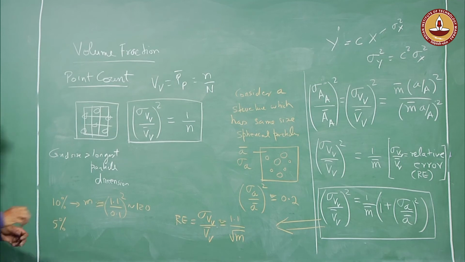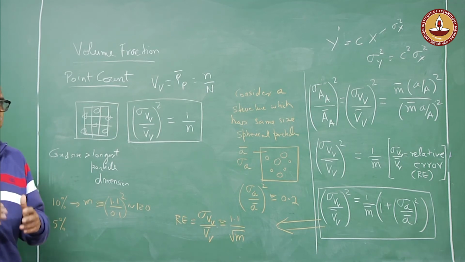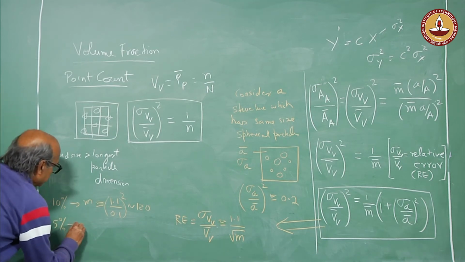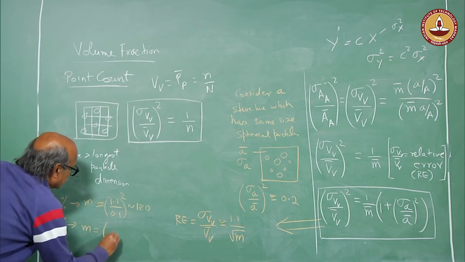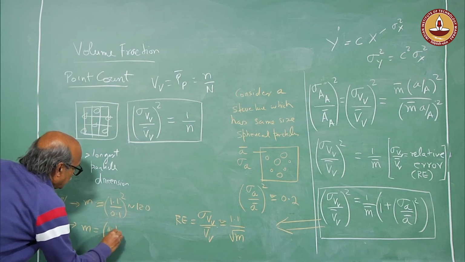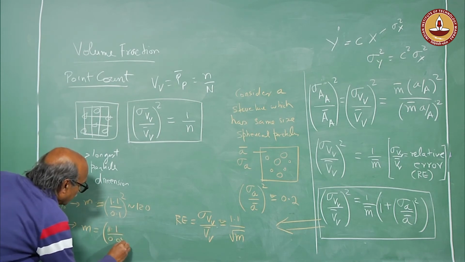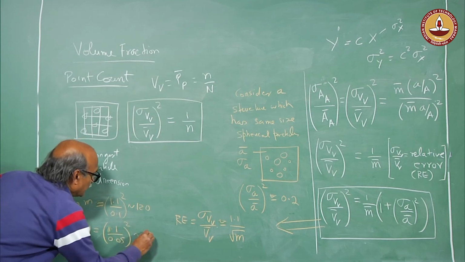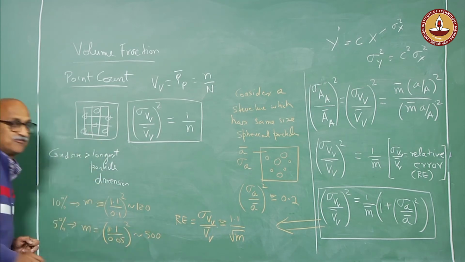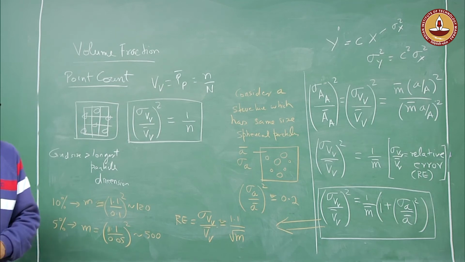If I want to restrict it to 5%, I need to measure (1.1 upon 0.05) squared this time, and this would be of the order of 500 particles that I need to measure.